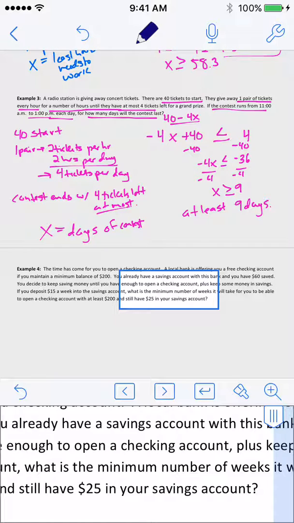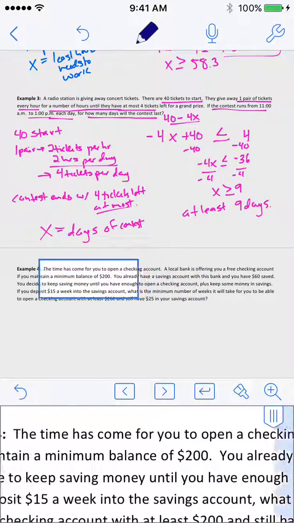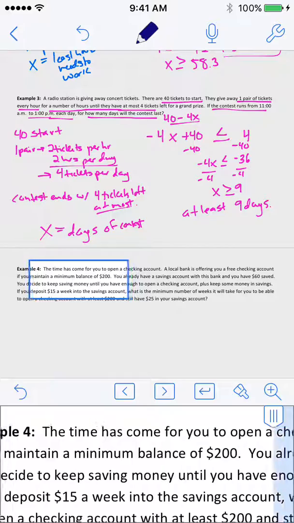But so basically, we want this to work out in our favor. You want a checking account and you want a savings account, so you've got to keep money in both of them. So let's read this one more time and underline some stuff that is important.